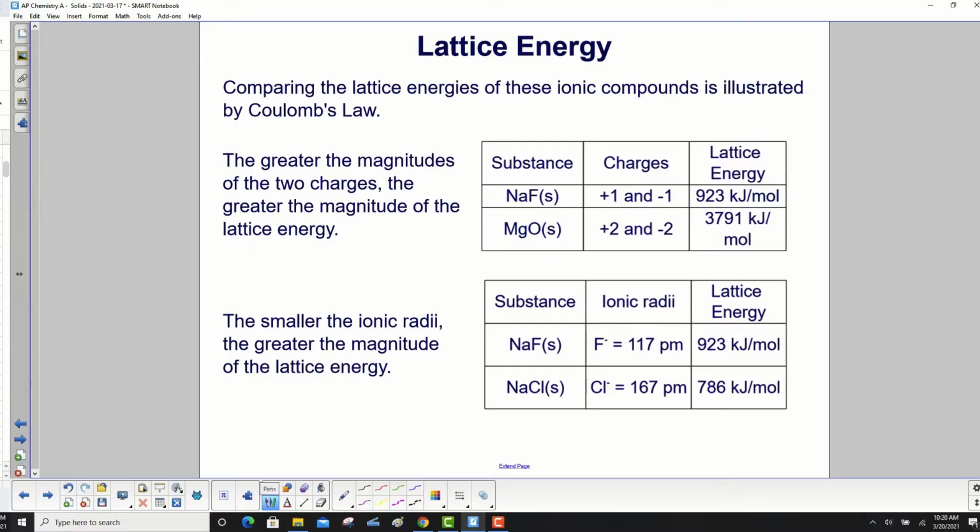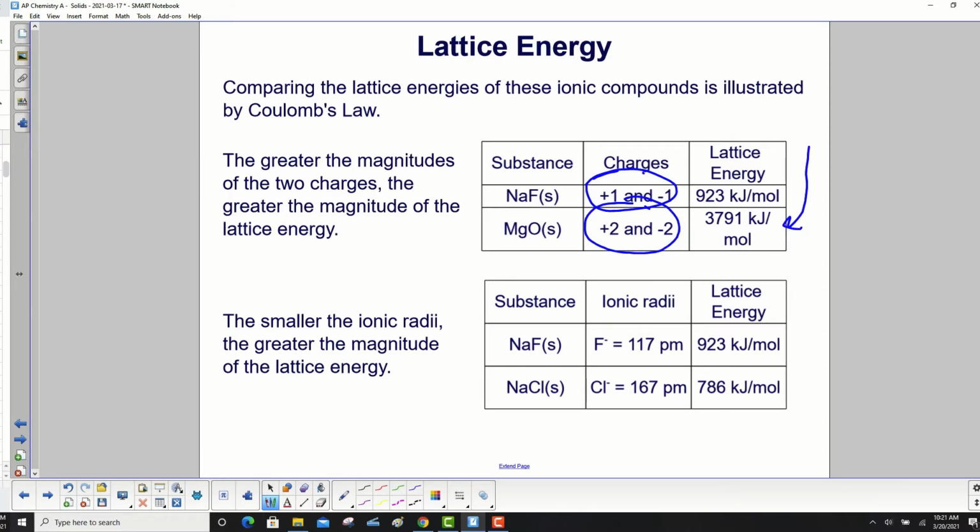Comparing the lattice energies of these ionic compounds is illustrated by Coulomb's law. The greater the magnitudes of the two charges, the greater the magnitude of the lattice energy. So here for sodium fluoride, the charges are +1 and -1. Magnesium oxide, twice the charges, and it has a greater lattice energy.